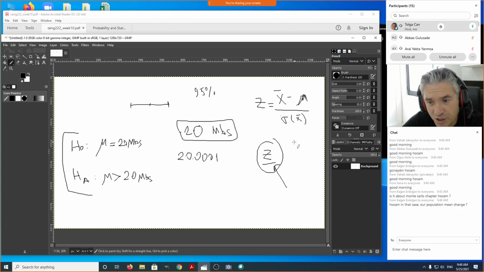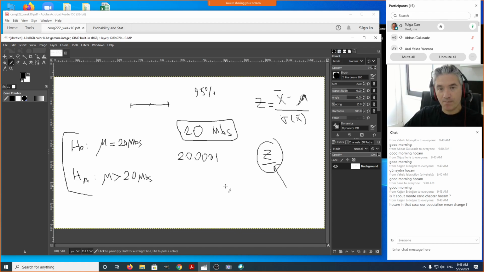Now, our population mean, so this is a very good question. What is the population mean in this case? Because if the internet service provider claims that the internet service speed is now greater than 20 megabits per second, if your population is that new internet speeds, then we cannot use this mu as the population mean, right? So this is a very good question.